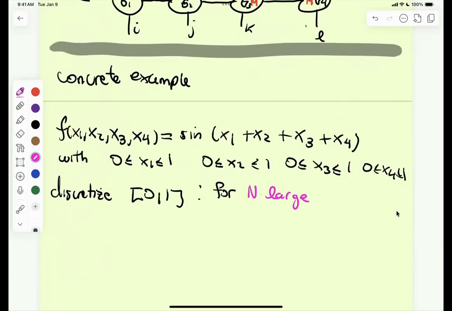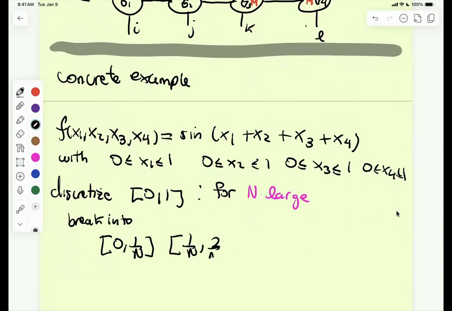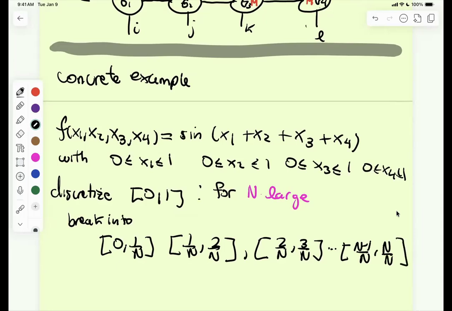Imagine breaking it into n intervals, and you choose a value from each of the intervals. So for n large, we break this into the interval from 0 to 1 over n, from 1 over n to 2 over n, from 2 over n to 3 over n, and the last one would be from n minus 1 over n to n over n, which is obviously 1. And then we just break the interval into smaller pieces.